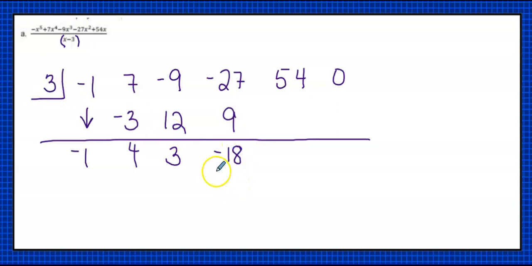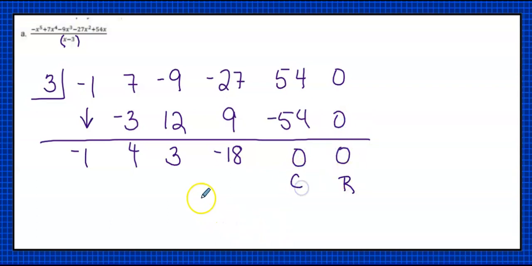Let's see, that is 40 plus 24. Oh, that's negative 54. Okay. 0, 0, 0. So I have no remainder, no constant still. This is my x term. X squared, x cubed, and x to the 4th.